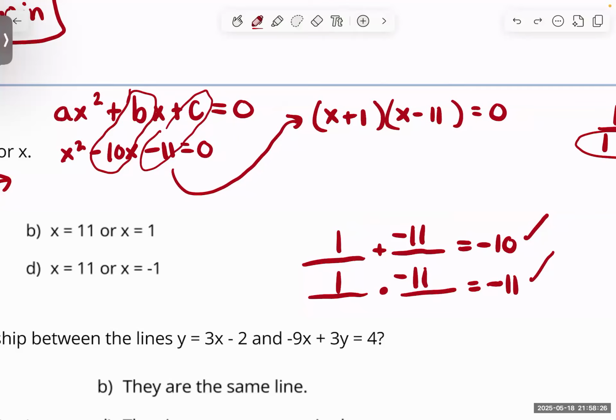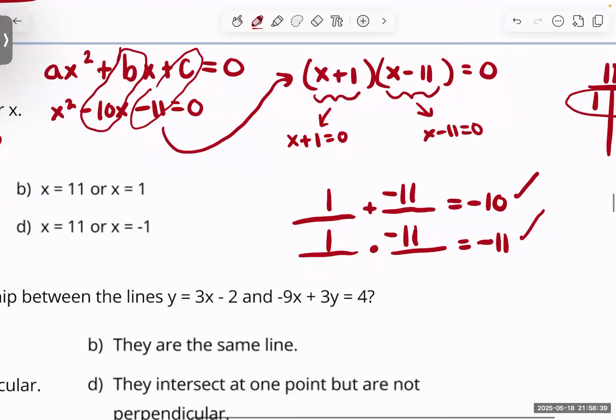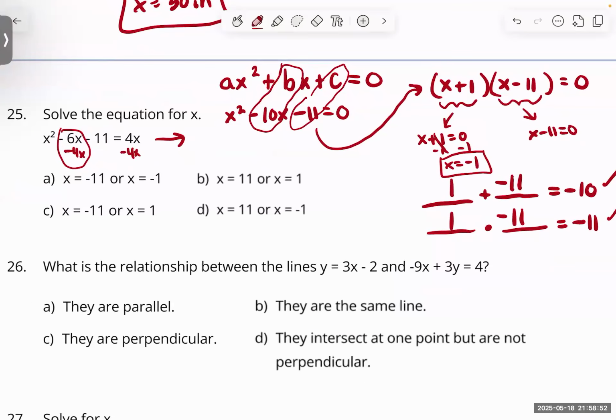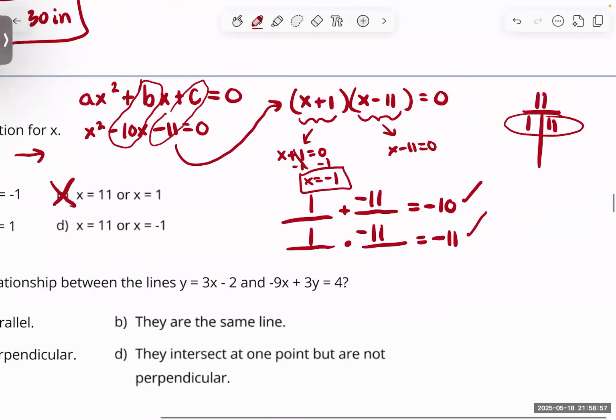So what you need to do is set every expression in its own parentheses equal to 0. So we have x plus 1 equals 0, and x minus 11 equals 0. So let's solve here. X plus 1 equals 0. Well, subtract 1 from both sides because we're getting x by itself. X equals negative 1. Let's compare where we have x as negative 1. Well, it's not C and it's not B, so we're left with two answer choices.